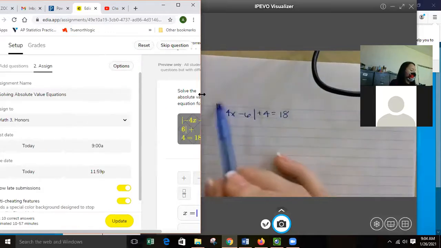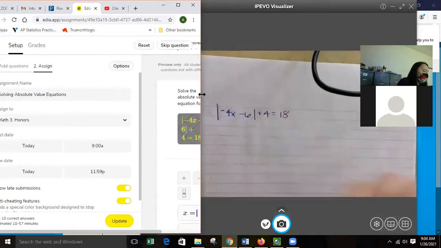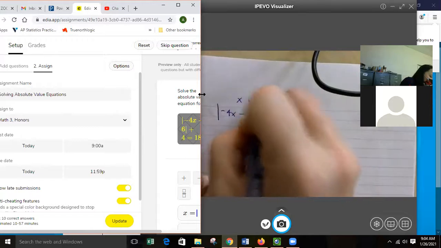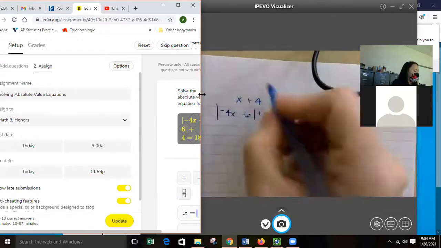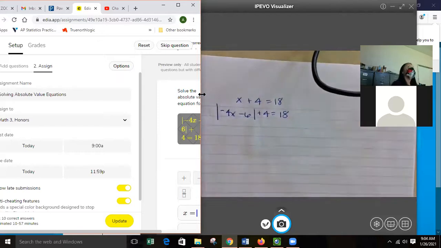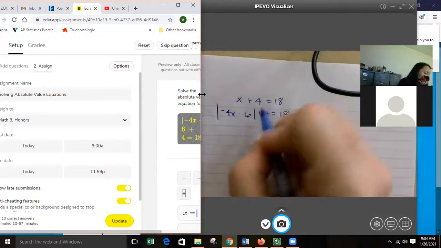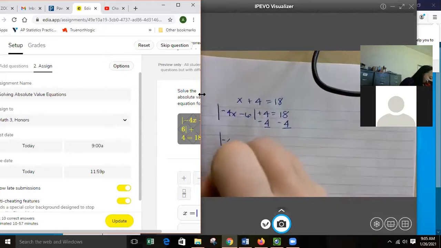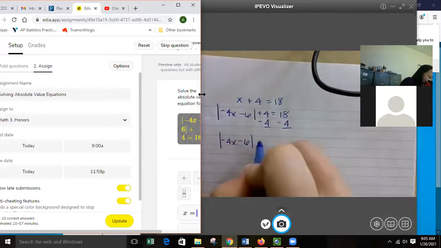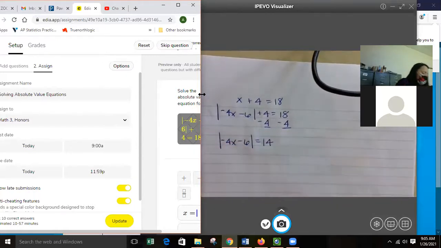First thing we want to do is get the absolute value by itself. So again, what I told you is kind of treat it like an equation like this. Just make your absolute value be x. What would I do to solve this equation? The longer you take the answer, the less time for homework. Subtract 4. Subtract 4. So I have absolute value of negative 4x minus 6 equals 14.